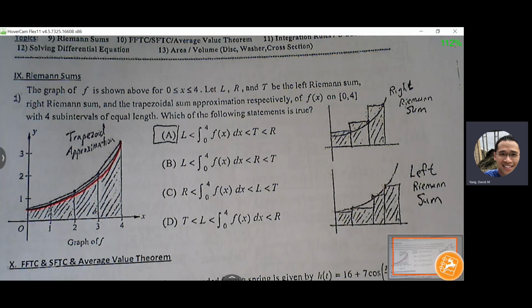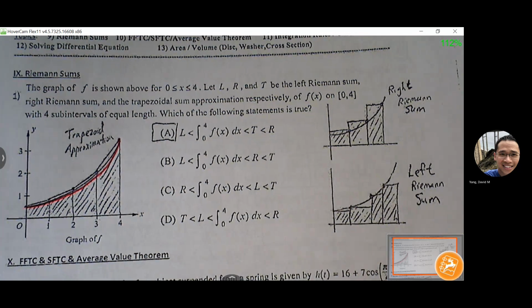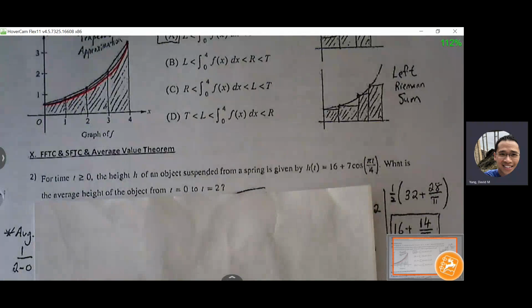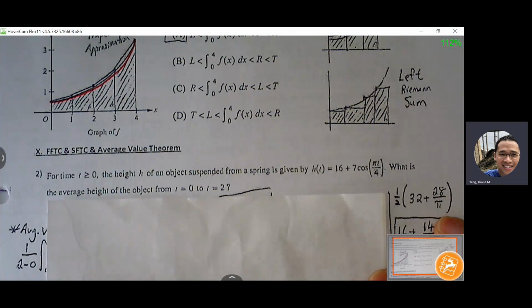Okay, any questions there? Okay, let's see if we can squeeze one more problem in. Let's look at number two. So this is meant to be non-calculator. So let's talk about the steps here.